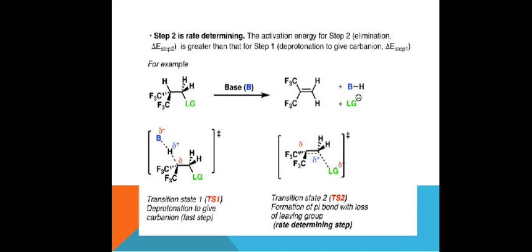Transition state 1 is deprotonation to give the carbanion, the first step. Transition state 2 is formation of the pi bond with loss of the leaving group, and this is the rate determining step. So we have explained the same reaction with the transition states here.